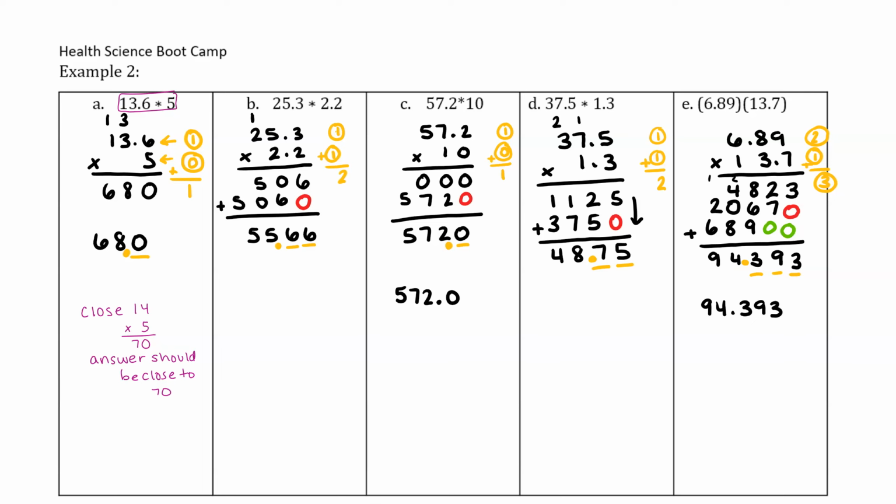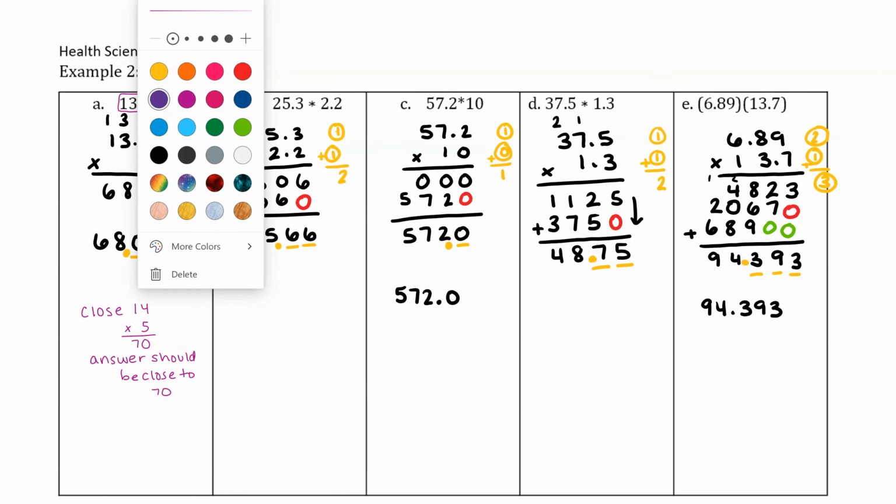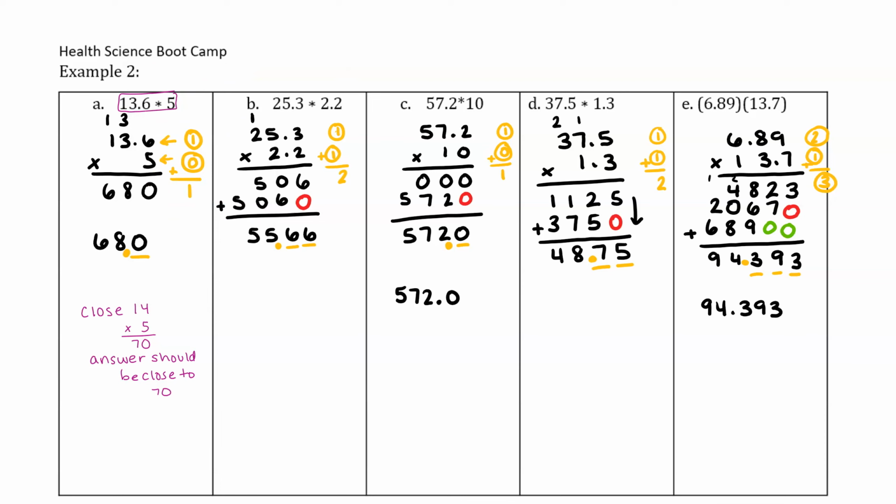Now it works even if both numbers have a decimal, right? So 25.3 is really close to 25. And 2.2 is really close to 2. And if I do that multiplication, I get 50. So my answer should be close to 50. So it would make the most sense to put the decimal between the 5 and the 6.